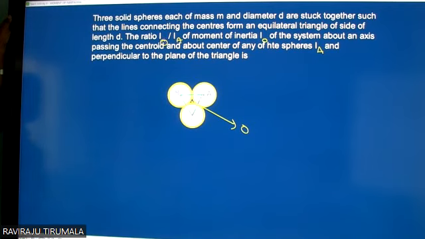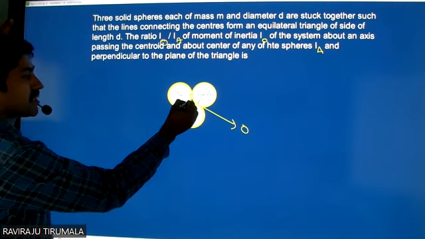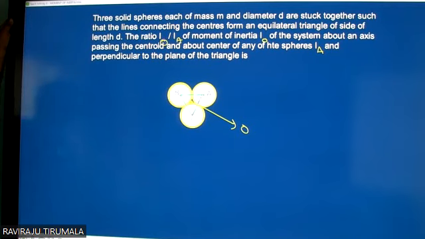The ratio IO by IA of moment of inertia, where IO is of the system about an axis passing through the centroid, that means this O. This is the centroid of the triangle. And IA is about the center of any of the spheres, perpendicular to the plane of the triangle. So, what about IO first of all?